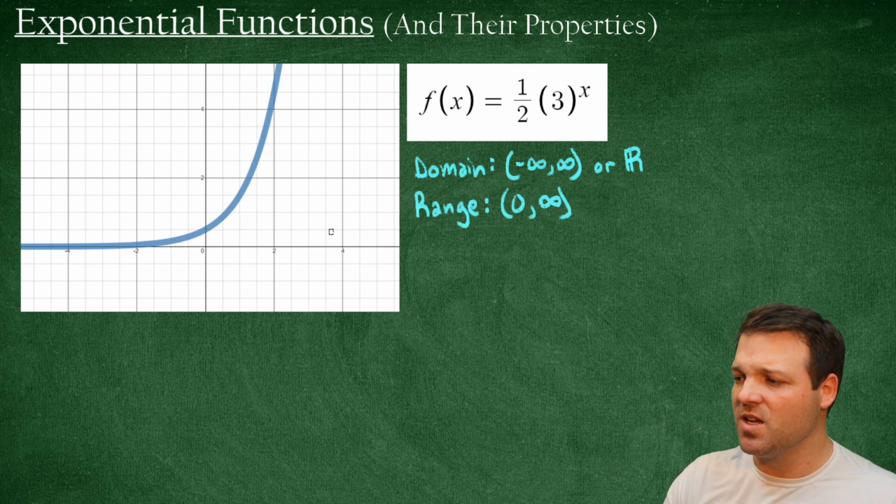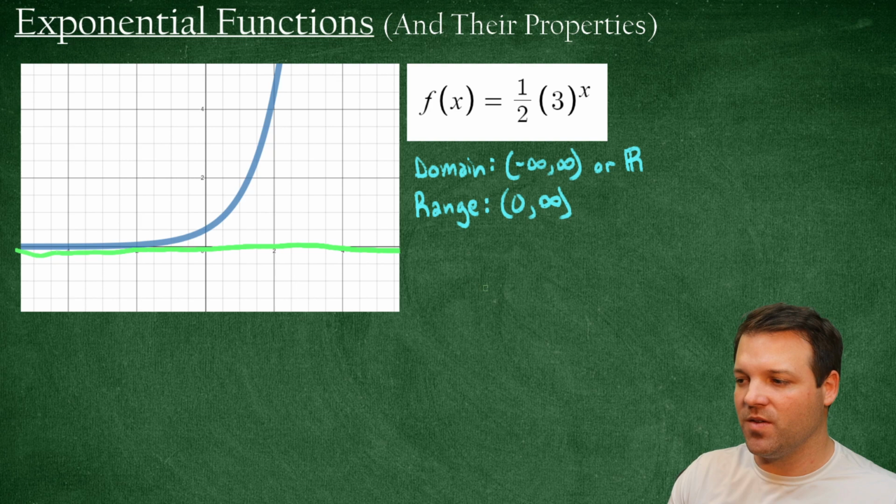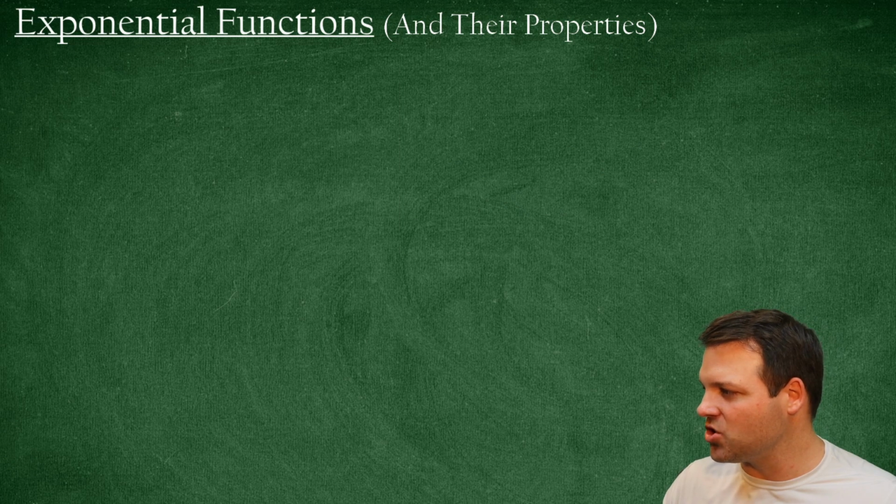Well, in this case, we know that this thing doesn't actually cross the x-axis. We have this horizontal asymptote, and actually, I think I did skip that. Let me go back and show you very quickly what the horizontal asymptote actually looks like here. Hang on one second.